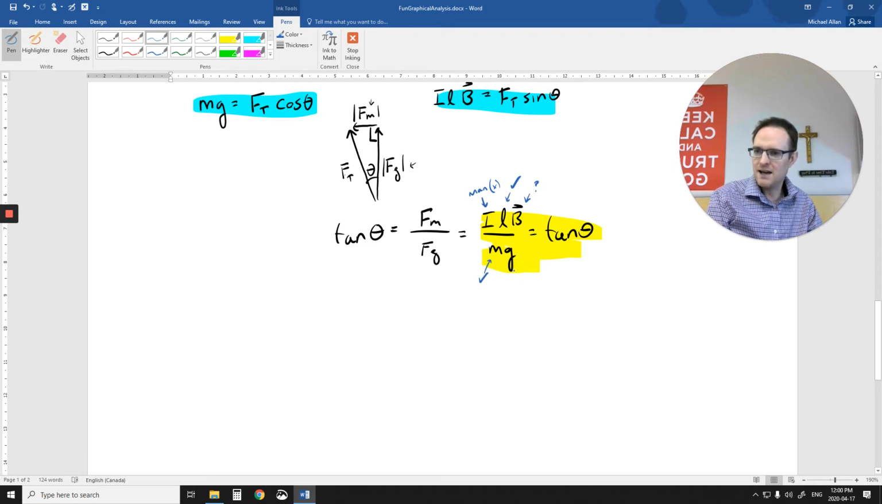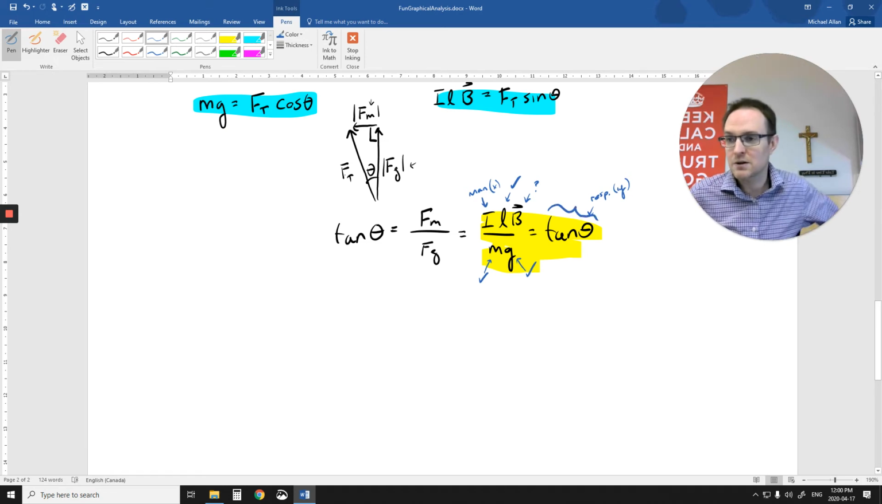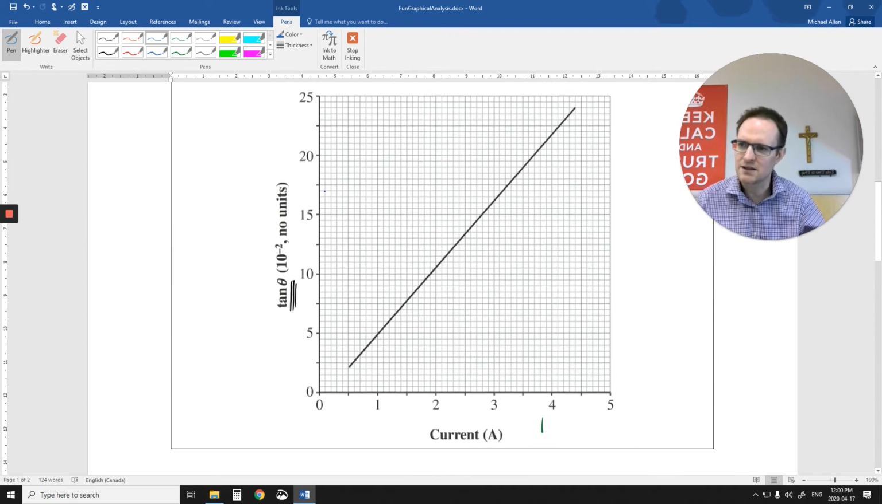We have the mass. We have gravity. Also, sorry, we also have my responding variable, which is my angle. So I have all this stuff here. Actually, all of this is my responding variable according to that graph.